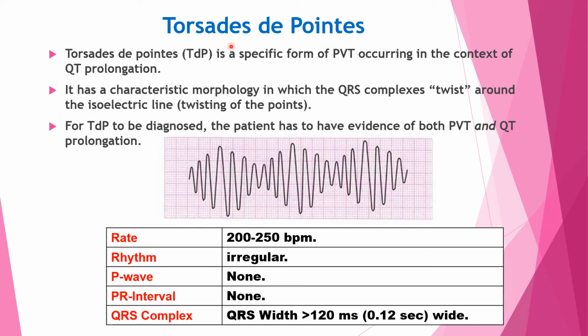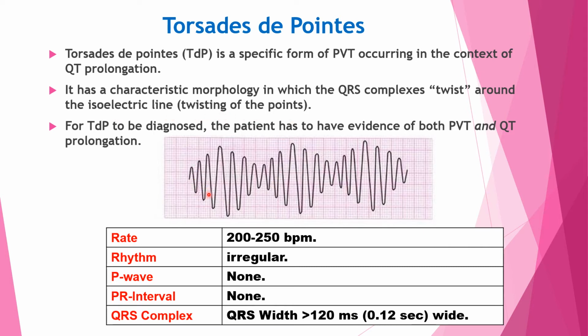What about torsades de pointes? Or in French, torsade de pointes. Torsades de pointes is a specific form of polymorphic ventricular tachycardia. Here, what is the problem also? There is QT prolongation. It has a characteristic morphology in which the QRS complexes twist around the isoelectric line. So, twisting of the points.